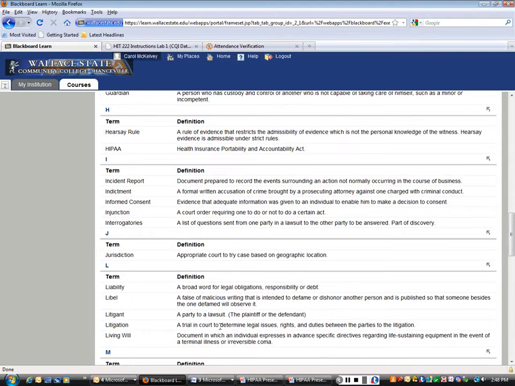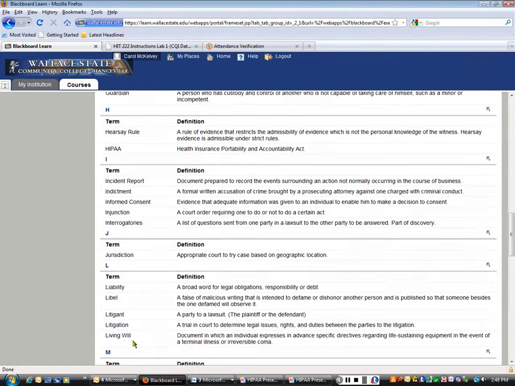A litigant, collectively the plaintiff or the defendant, is a litigant. So just a party to a lawsuit, non-specific, doesn't say whether they're the suer or the sued, whether the one suing or being sued. Litigant is just a catch-all for plaintiff or the defendant. Litigation is a trial in court to determine legal issues, rights, and duties between the parties to the litigation. So, litigation is a trial.